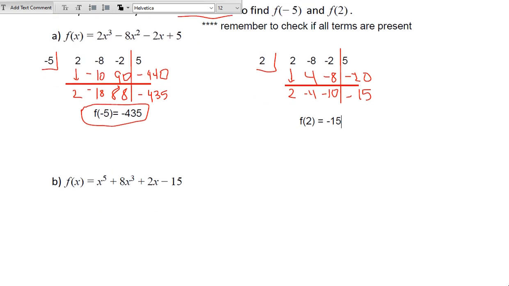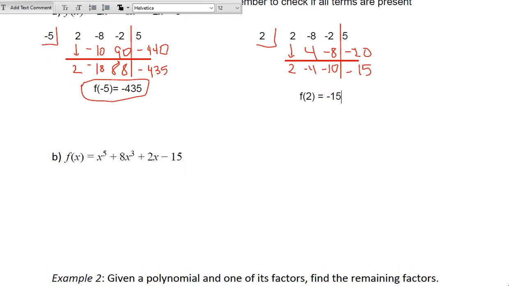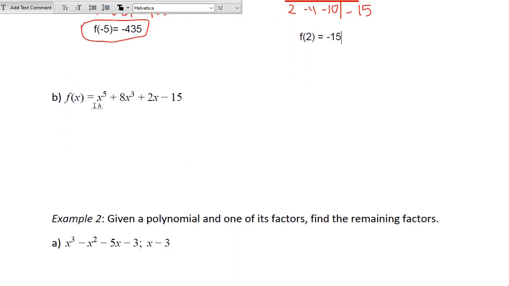Okay, so remember here, check if all terms are present. What do we notice in part B? I have x to the 5th plus x cubed plus 2x minus 15. Big giant hint here. We are missing the x squared term. I think I have to use the caret in my notes here. X squared, x to the 4th, and the x squared term.